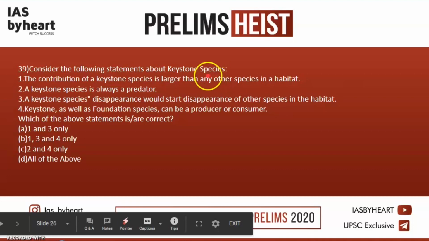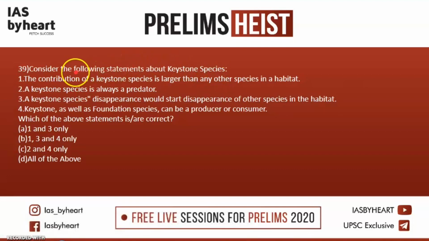Next question, consider the following statements about keystone species. Our first statement, the contribution of a keystone species is larger than any other species in a habitat. Second one, a keystone species is always a predator. Third one, a keystone species' disappearance would start the disappearance of other species in the habitat. Fourth one, keystone as well as foundation species can be a producer or consumer. Here we have to choose the right statement.